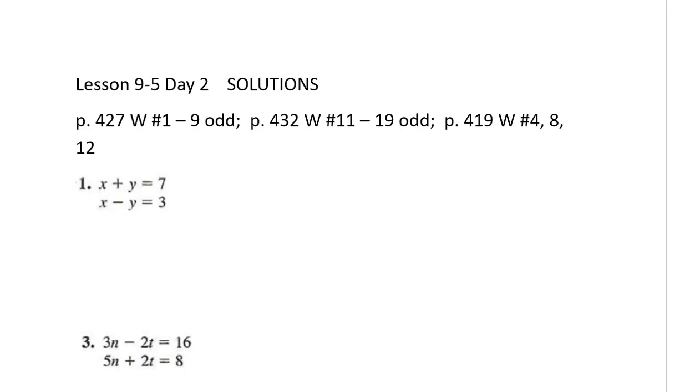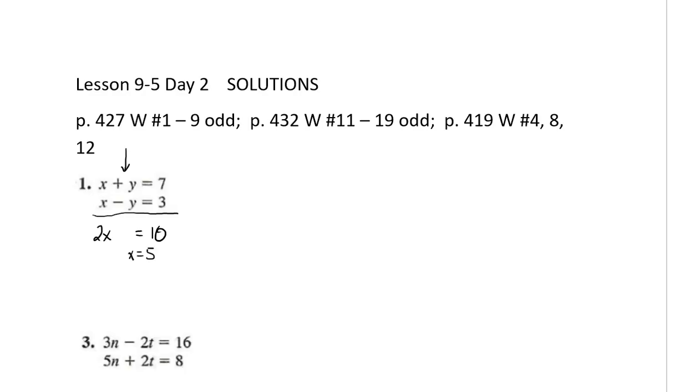Question 1. This is a system of equations. We're asked to solve this with elimination method. For elimination method, we need to have opposite variable terms. And we already have that. The y terms are opposites. So add the equations together. X plus x is 2x. 7 plus 3 is 10. Therefore, x is equal to 5.